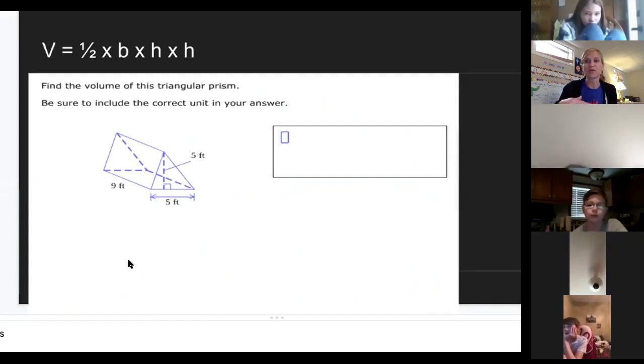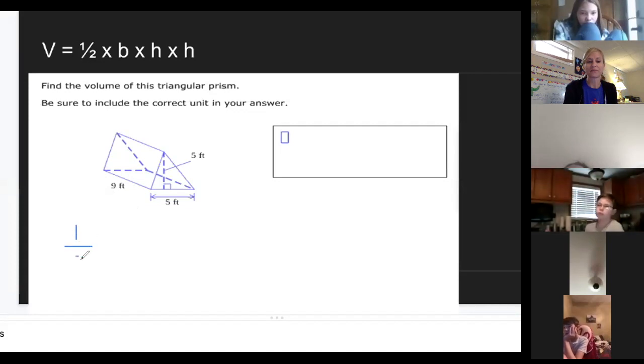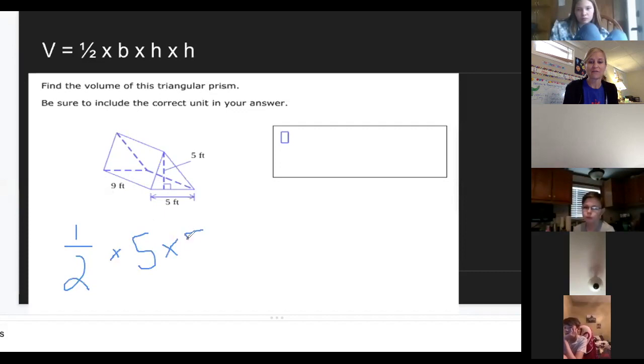Because remember, a triangle is half of a rectangle, right? So if we do length times width times height, we have to make sure we do times 1/2 or divide by 2. So you're going to do 1/2 times 5 times 5 times 9. Again, it doesn't matter the order, because when you multiply backwards or forwards, it's going to be the same. So just multiply them all together, but make sure you multiply by 1/2.